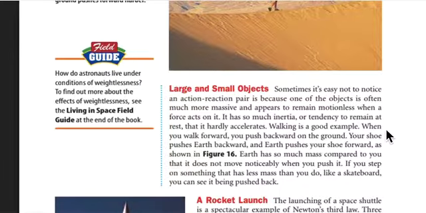Walking is a good example. When you walk forward, you push backward on the ground. Your shoe pushes the Earth backward. The Earth pushes your shoe forward, as shown in figure 17. Earth has so much mass compared to you that it does not move noticeably when you push it. If you step on something that has less mass than you, like say a skateboard, you can see it being pushed back.